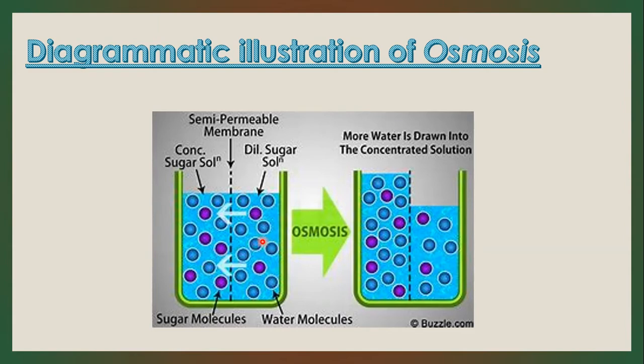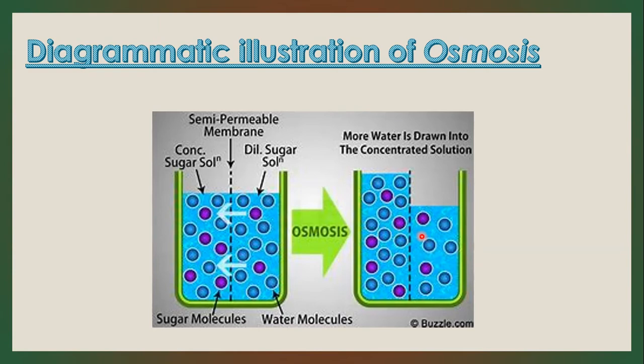Now look at the movement. As we said, the movement is from dilute solution to concentrated solution, or from where water is so much to where water is less. So the arrow indicates the movement. And the movement is through a semi-permeable membrane, as you can see.